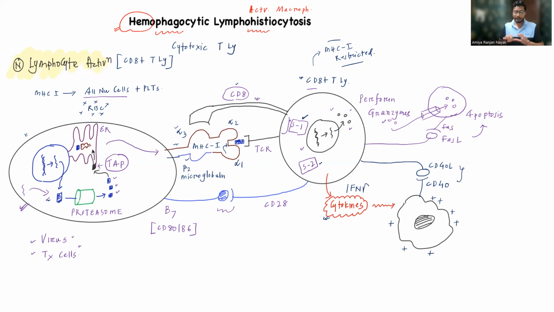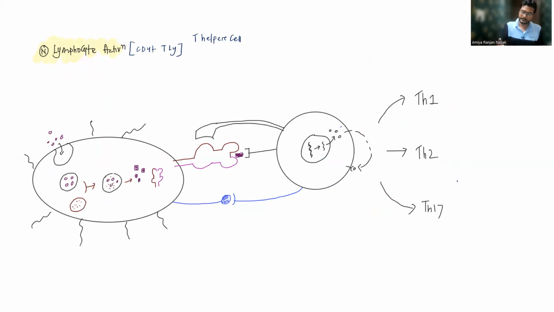Okay, so now if you understood the CD8 plus T lymphocyte activation, now it will be slightly easy to understand how CD4 plus T lymphocytes are activated and how they function. Okay. So I have told you that CD8 plus T lymphocytes can only identify the MHC class 1 molecules. They are MHC class 1 restricted, and MHC class 1 protein can only present the antigens which are produced intracellularly.